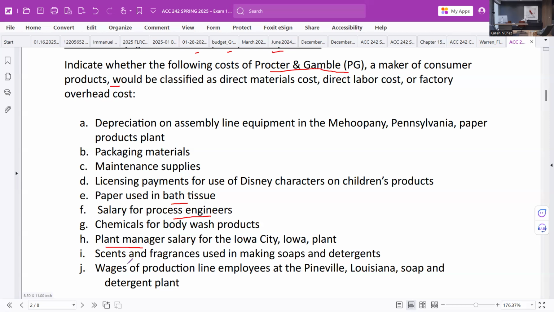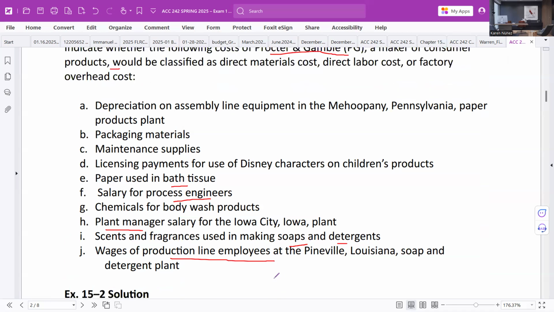The scents and fragrances used in making soaps and detergents. Well, that's going to be a direct material, right? Soaps and detergents, scents, that's a key ingredient to those. It's going to be direct materials. And then wages of production line employees. Those are the people that are physically working on the product. That's touch labor. That's direct labor. So that's how you want to think about it.